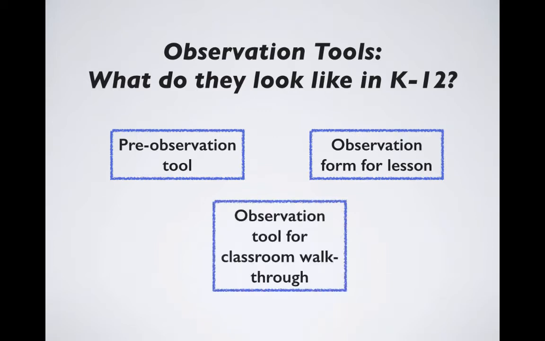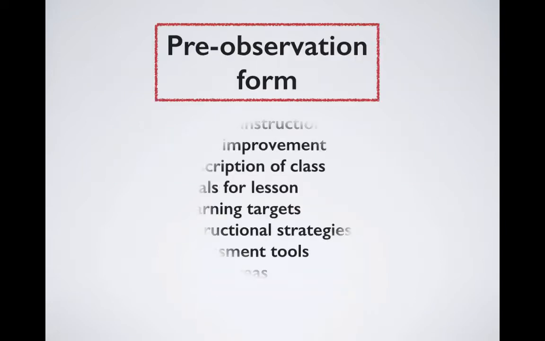In K through 12 schools, there are three main kinds of observation tools that are commonly used by instructional coaches and school leaders. These include a pre-observation tool, an observation form for a lesson observation, and an observation tool for a classroom walkthrough. Let's start with a pre-observation form.